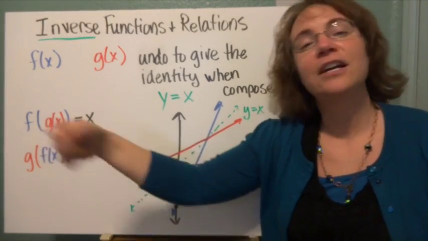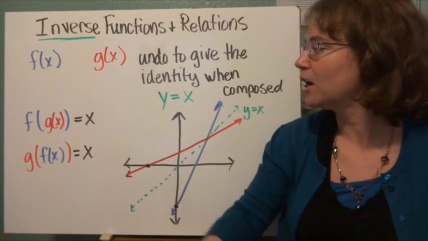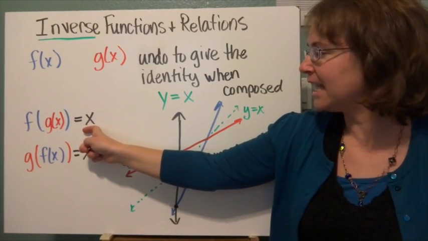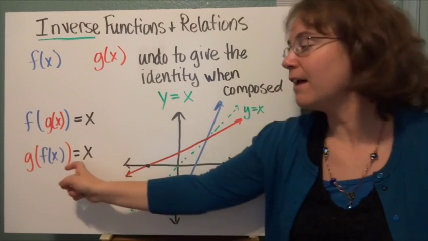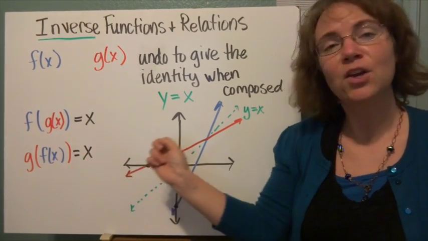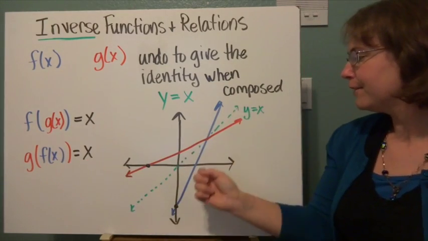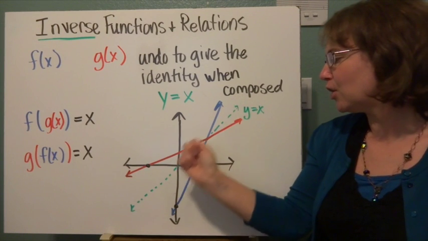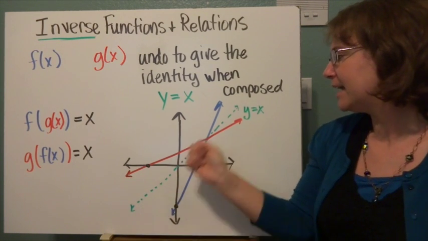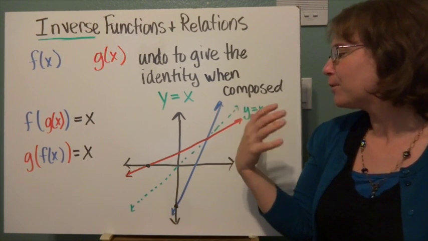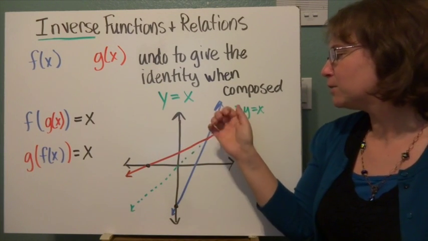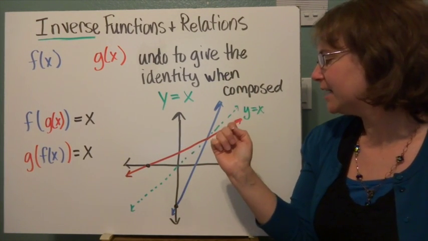So in this case, if I took f of g of x, if I took the composition, I would get x. And g of f of x would also give me x. When I look at the graph, I can see it's symmetrical about my identity function. So if I were to fold it over, each one of those parts would land on the other side.